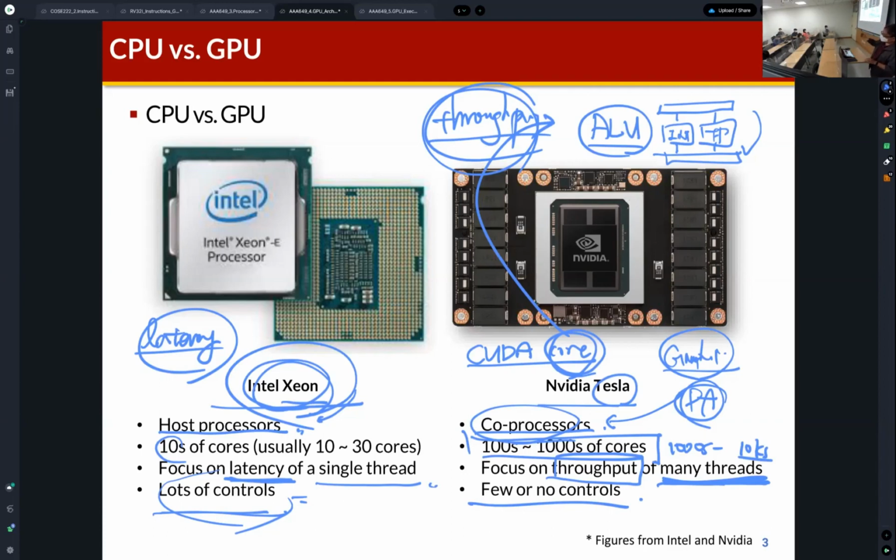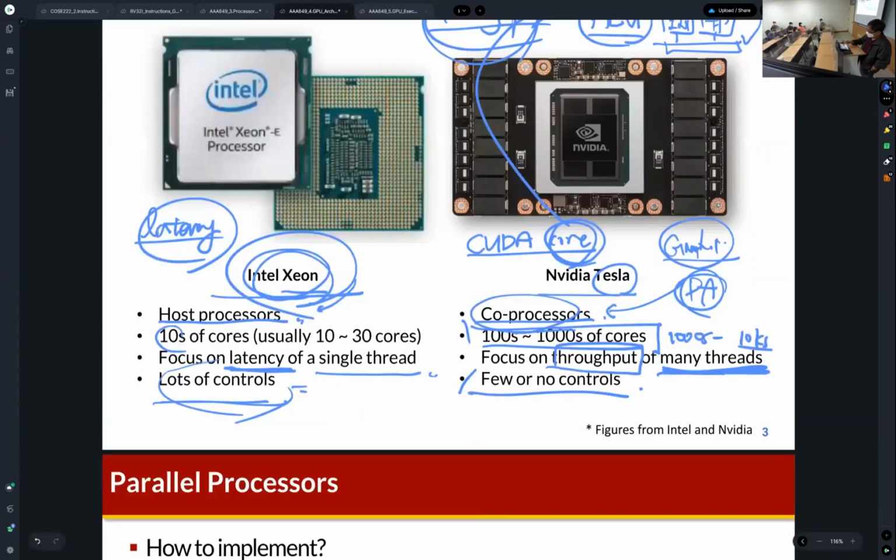So even though the control instructions are supported, GPUs do not have architectural features such as speculative execution, branch prediction, and branch target buffers. GPUs do not have any components like this. So GPUs can support control instructions, but very limitedly. Okay.